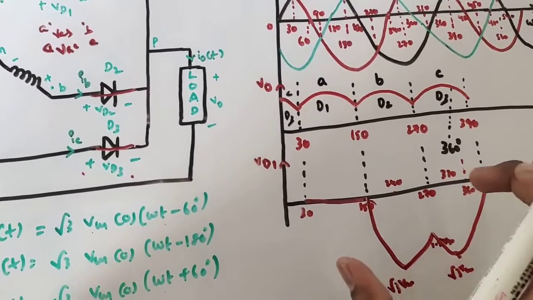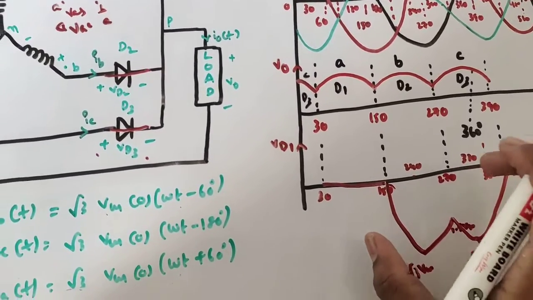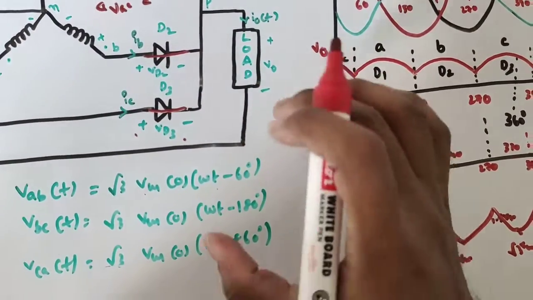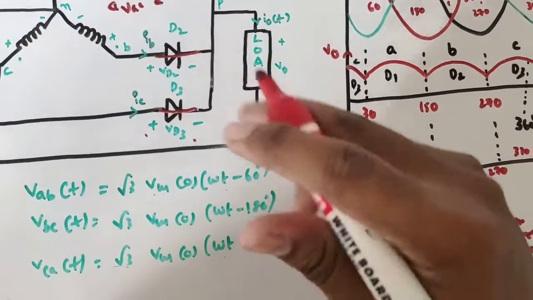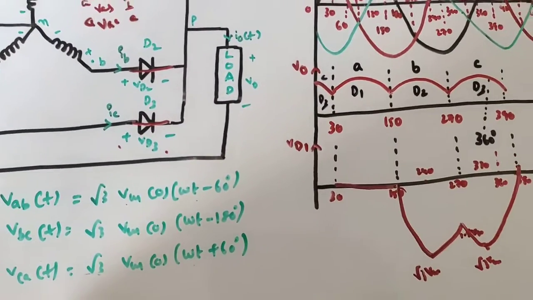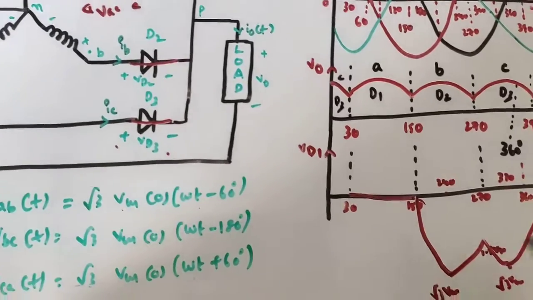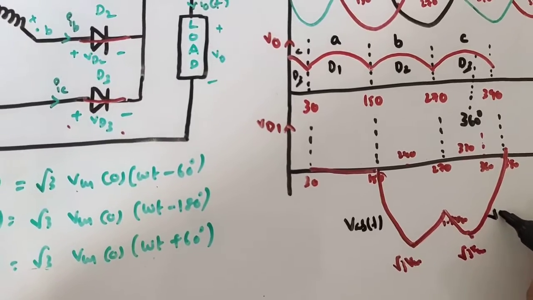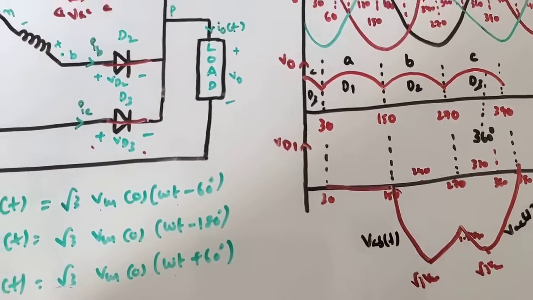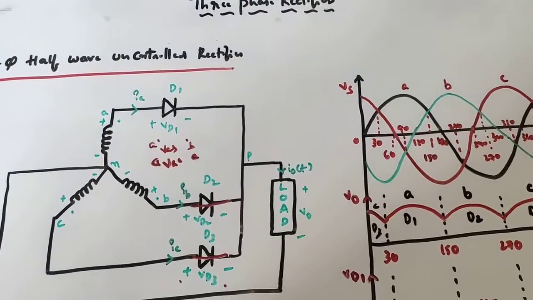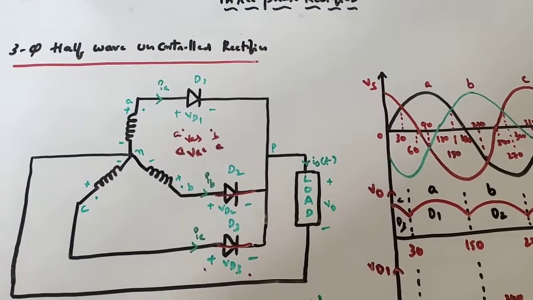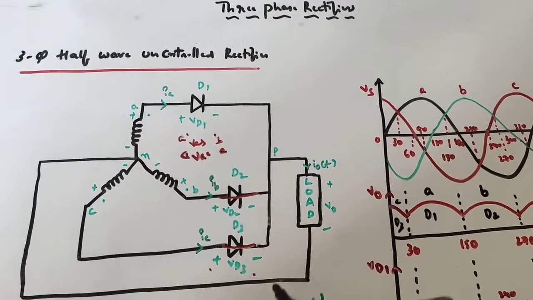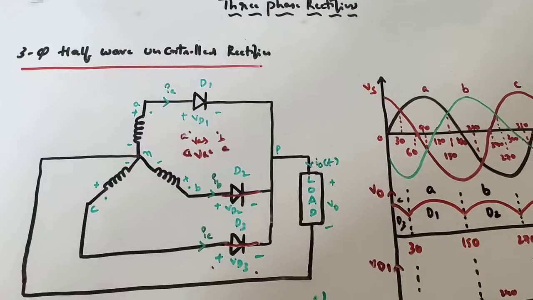So you have to apply the values over these particular conditions. If you want to know this, you have to remember everything in a proper fashion, how the values are going to be displaced, etc. So this portion is related to VAB of t, and this portion is related to VAC of t. This is 1.5 times Vm. In this way, we analyze a three-phase half-wave uncontrolled rectifier, that is with the help of diodes.